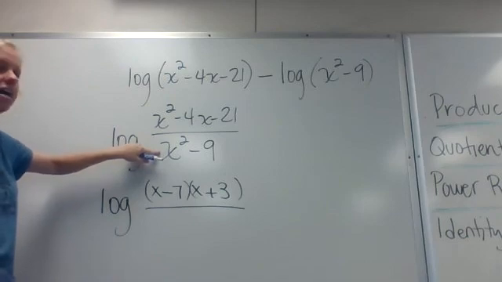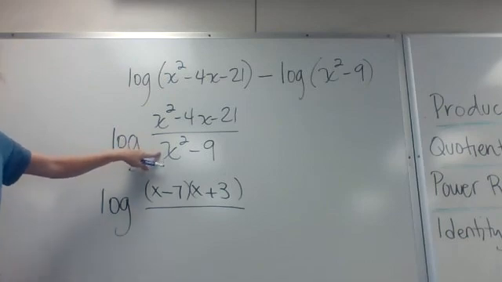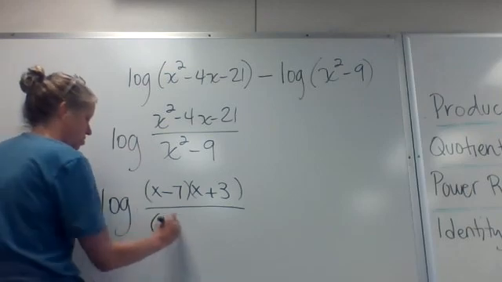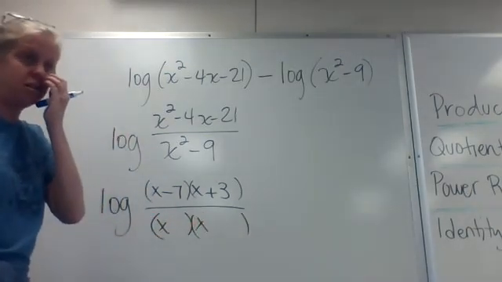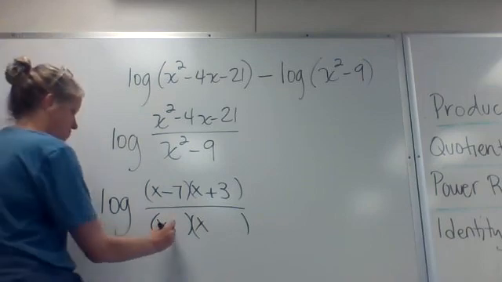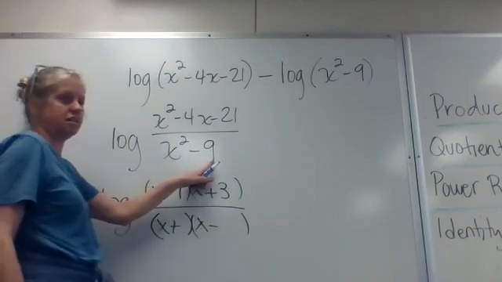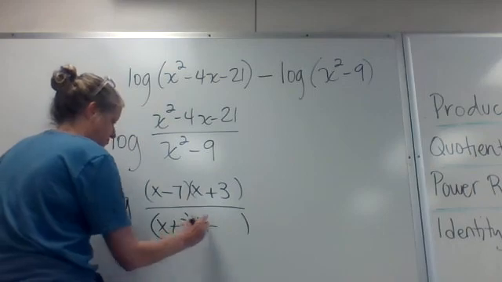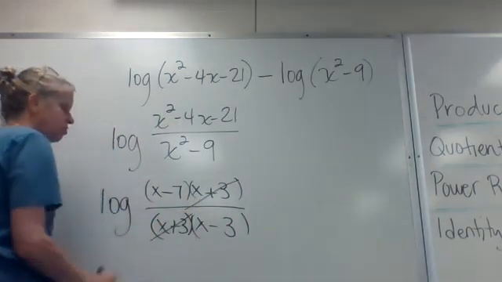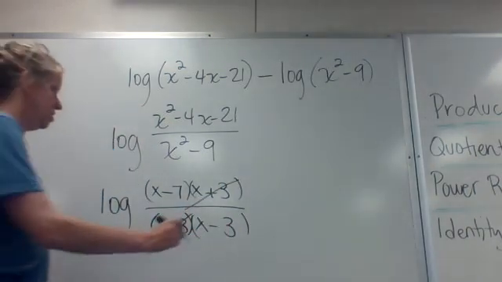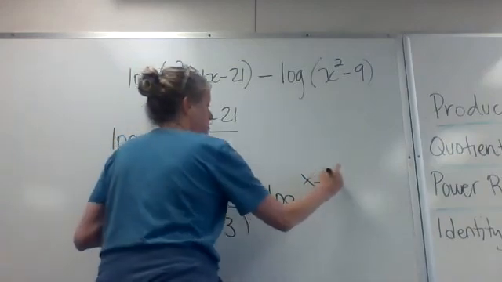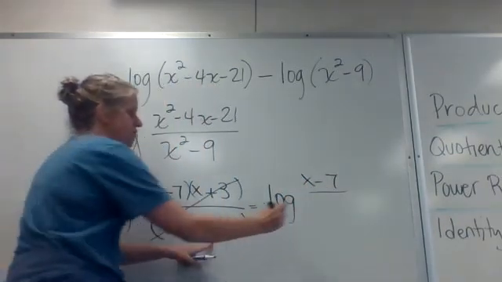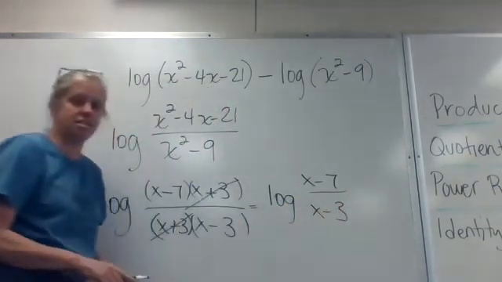The bottom, I can factor here too, right? That's a difference of perfect squares. So x and x gets you x squared. And what are you going to have? Plus and -3. So your x plus 3's cancel. So what are you left with? The log of x -7 over x -3.